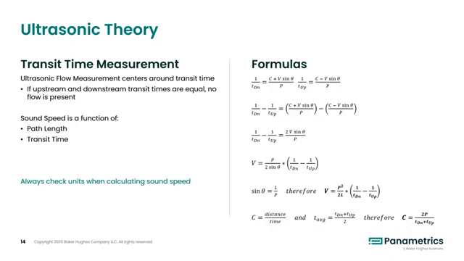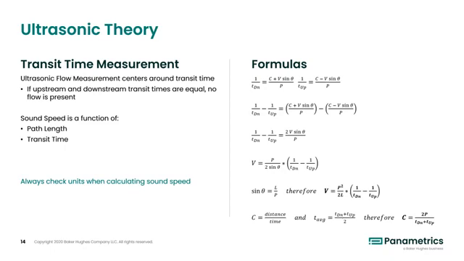Ultimately, the entire basis of transit time theory depends on comparing the transit times in both directions. If both the upstream and the downstream transit times are equal, then there's no flow present. As flow begins to increase, the T down value will be smaller than T up, resulting in a positive velocity.